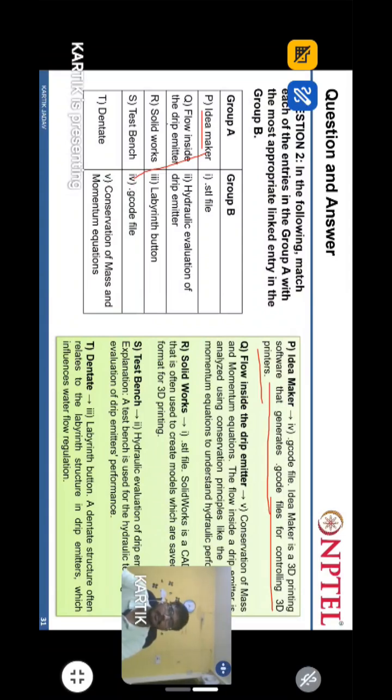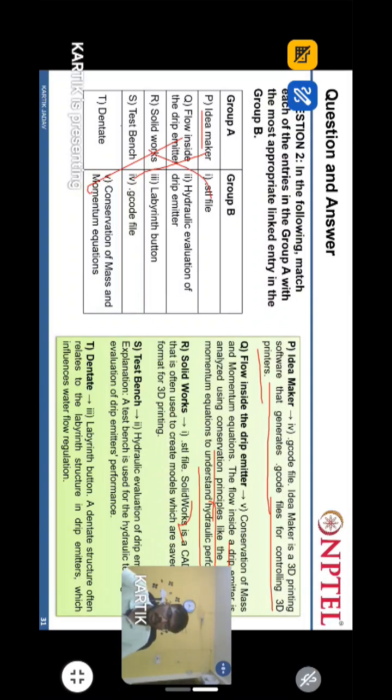Flow inside drip emitter. In that, generally we are dealing with the conservation of mass as well as the momentum equation. We know that the flow inside a drip emitter is analyzed using conservation principles like mass and momentum to understand the hydraulic performance of water as well as drip emitters. Then we have SolidWorks. For that, what are we using? CAD software, right? CAD software, SolidWorks, and that creates the file that is saved with .stl. So option A is correct here.